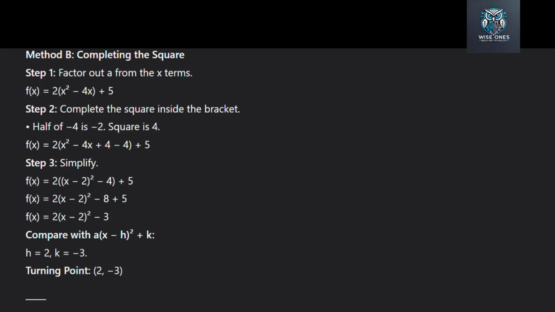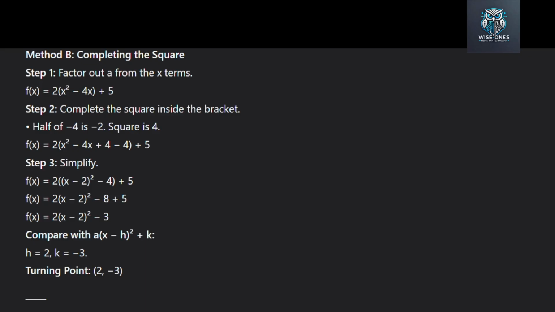Look at x squared minus 4x. Half of negative 4 is negative 2. Square of negative 2 is 4. We add and subtract 4 inside the bracket to keep it balanced. F of x equals 2 times open bracket x squared minus 4x plus 4 minus 4, close bracket, plus 5. Step 3, simplify. The first three terms inside become open bracket x minus 2, close bracket squared.